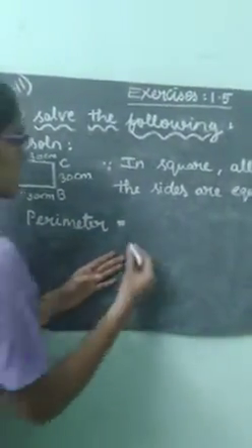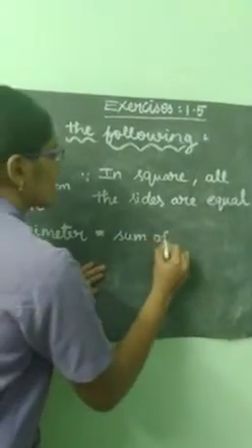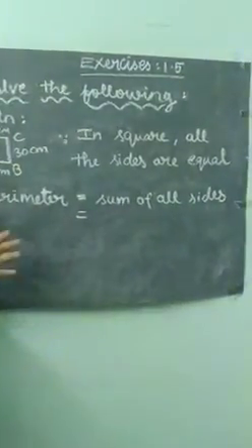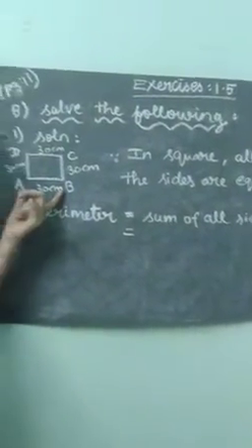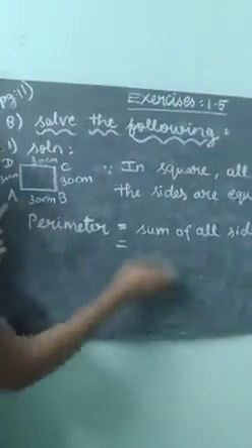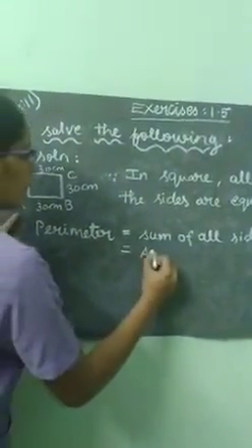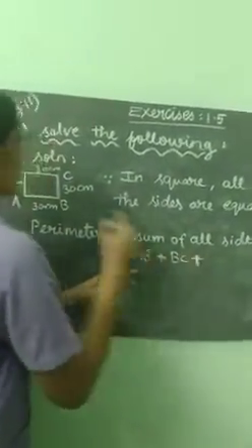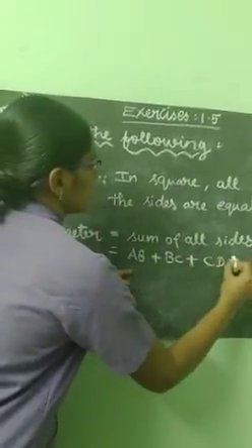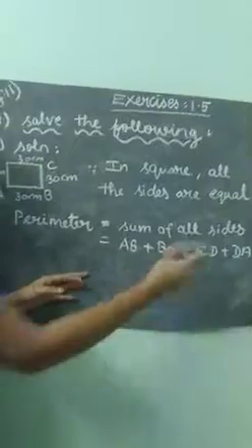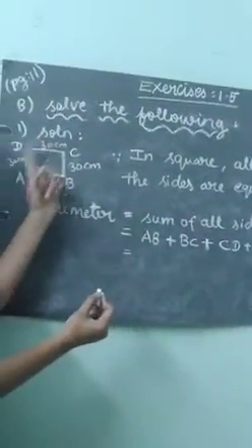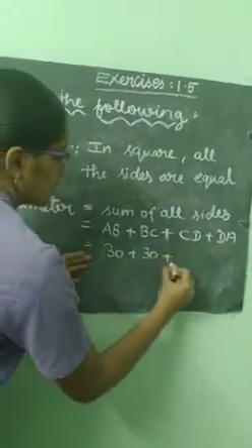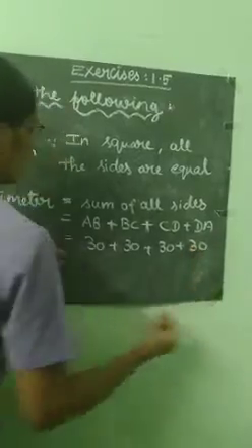Perimeter equal to what? Yes, sum of all sides. Equal to. Okay. So you already know about the sides, isn't it? So I am directly going to the answer: AB plus BC plus CD plus DA. This is only four sides. Okay? So all the sides are equal. All the sides measurement is 30 centimeter. So 30 plus 30 plus 30 plus 30.